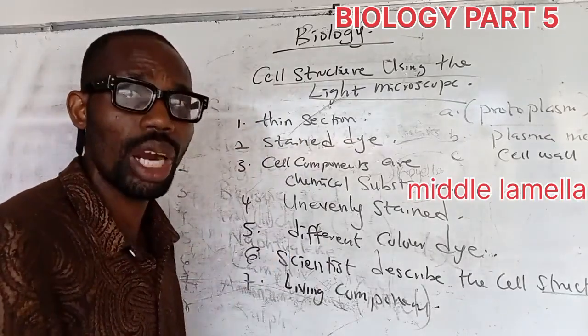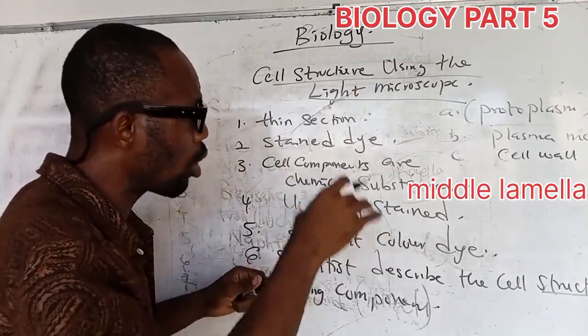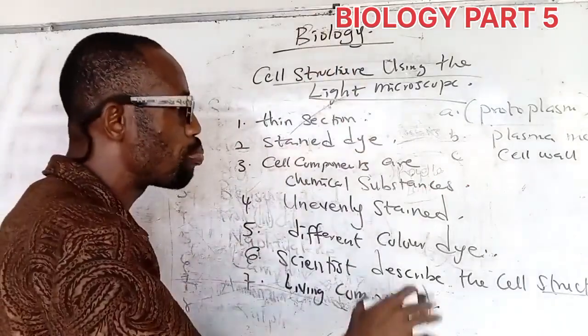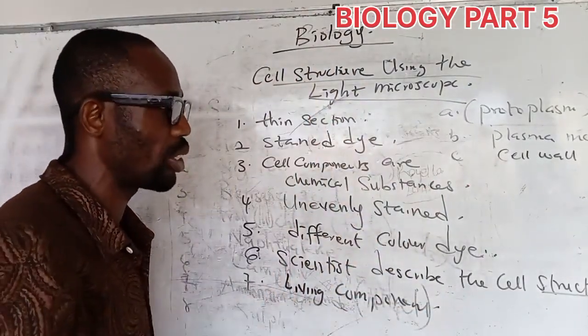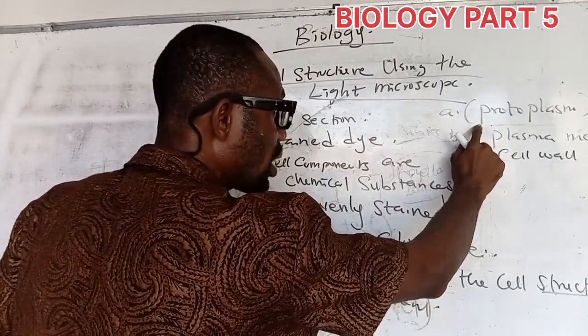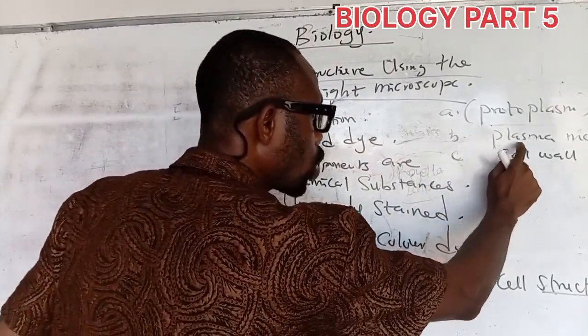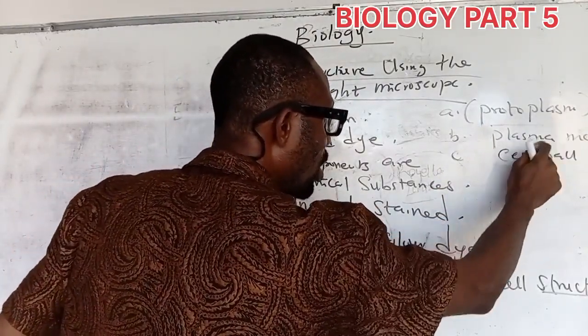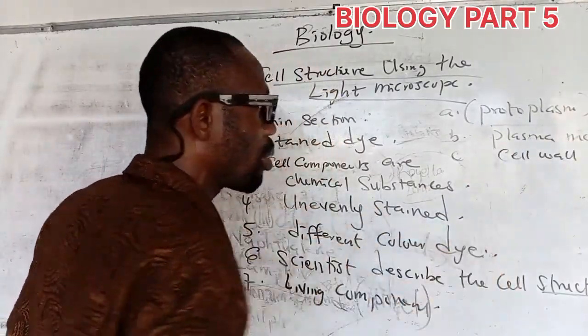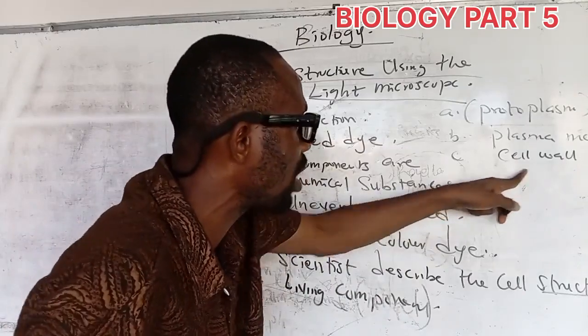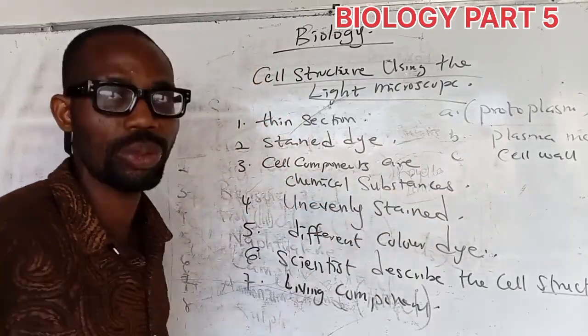When we begin to describe the various components and their function, we will break them down and explain them one after the other. So take note, the living component is the protoplasm, enclosed by the plasma membrane. This plasma membrane is the outer layer of the animal cell, while the cell wall is the outer layer enclosing the plasma membrane.